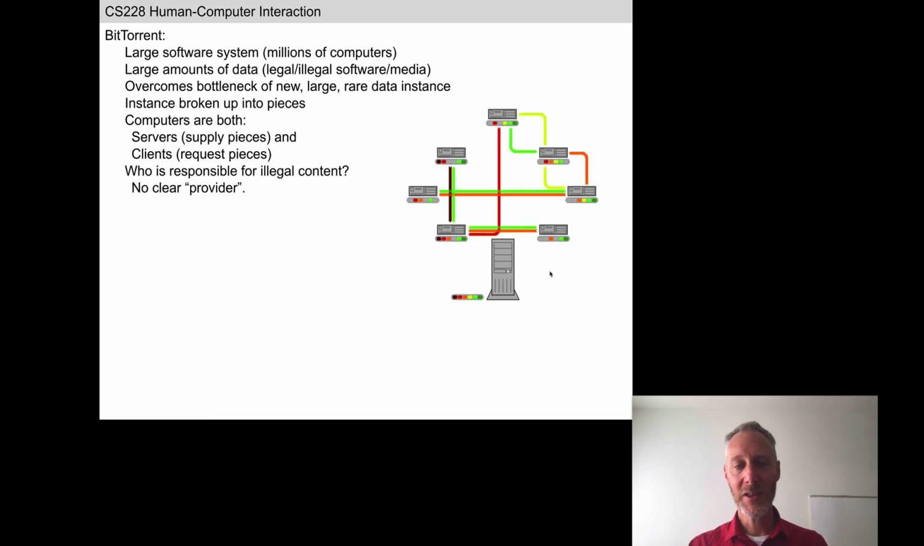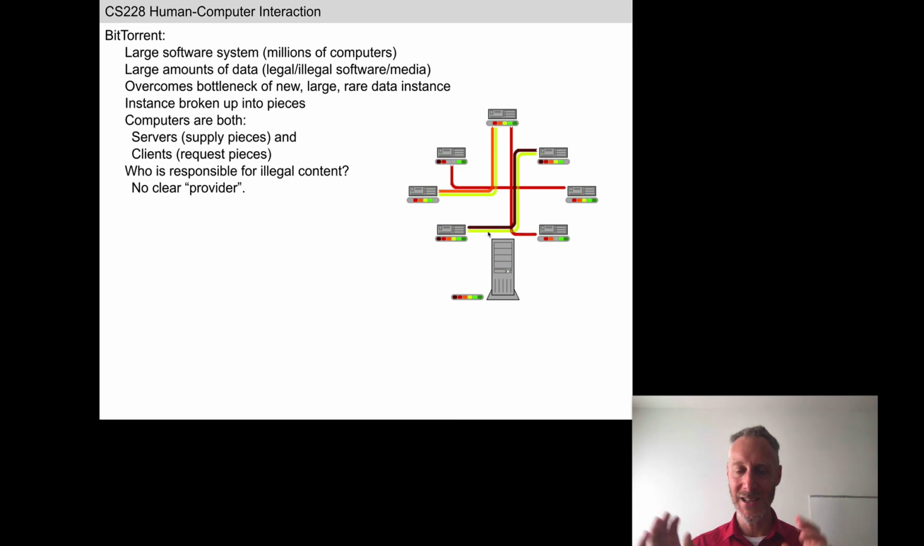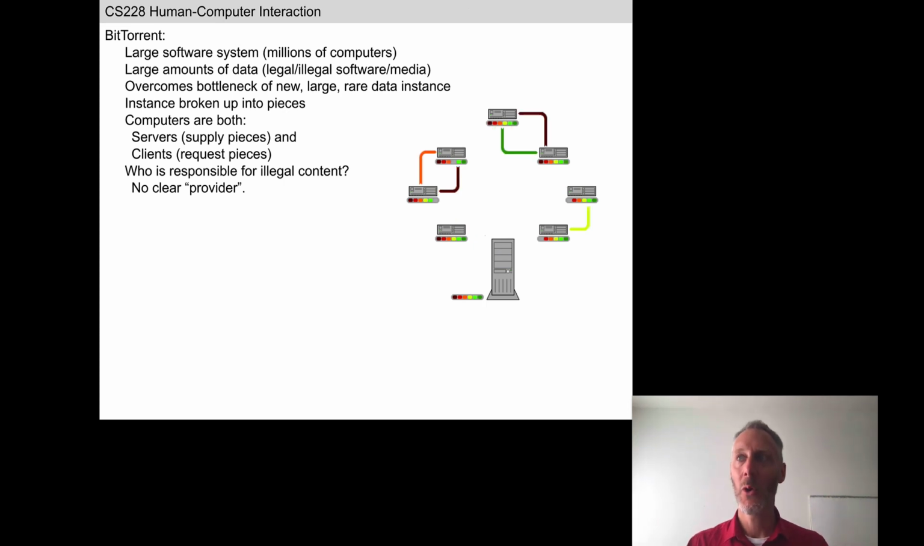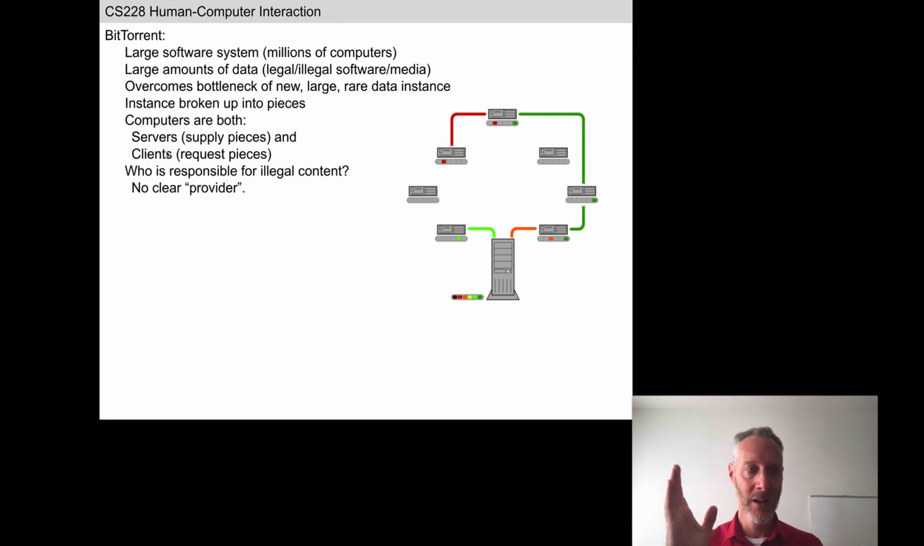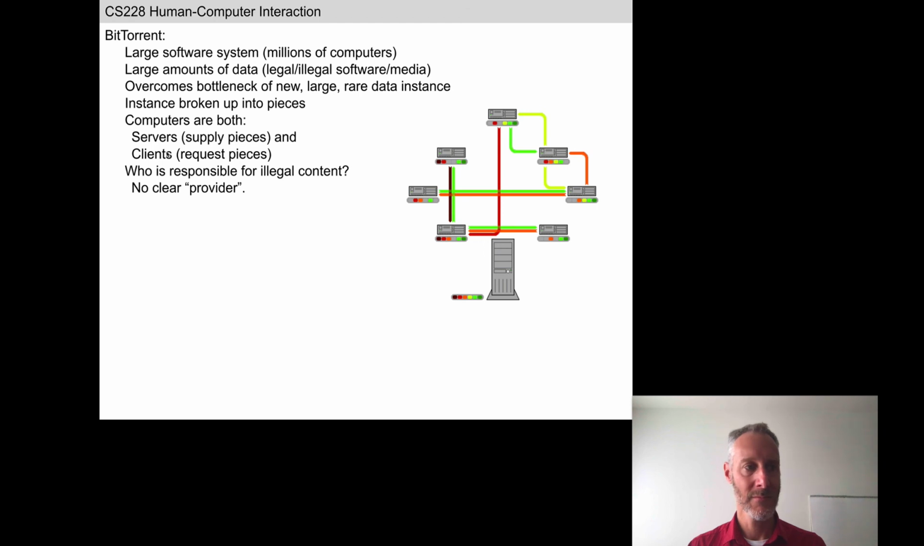Okay, so obviously this design decision to cut up a large piece of data and distribute it in many ways was a design decision in response to a technological constraint, which is you have a very large piece of data and only one person has it at the beginning, so you want to try and avoid a bottleneck. But there are cultural aspects of this particular activity, sharing an illegal movie, that also influenced this innovation of blending server and client.